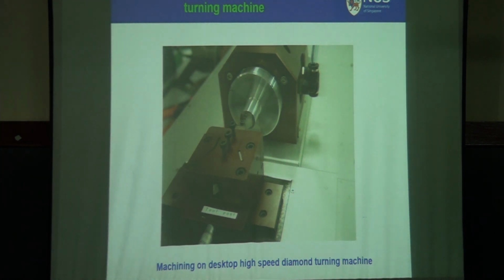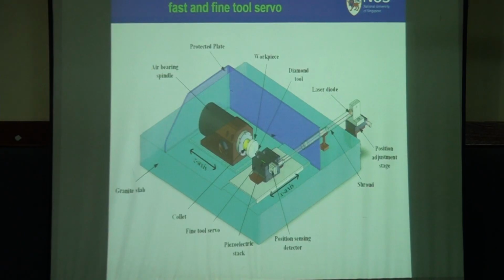So this is an example of fast tool servo detail, and here in the tool post we have used a flexure mechanism which controls the tool. Within that flexure mechanism we have a piezo actuator. It is mounted behind the tool, which controls the flexure mechanism, bends and straightens, bends and straightens. That way tool tip position changes, and that decides the amplitude. This is the mechanism.